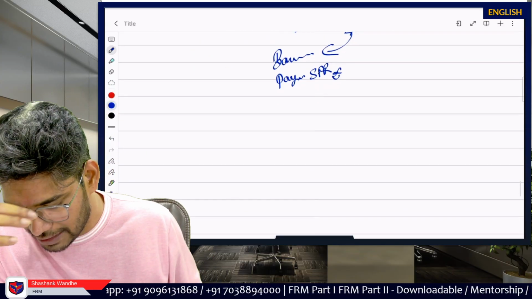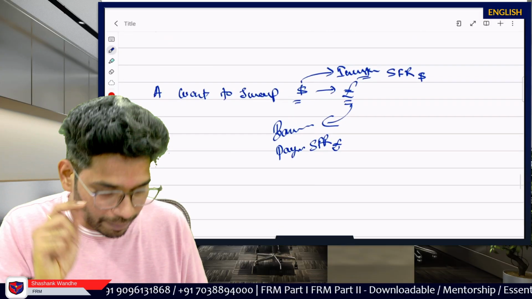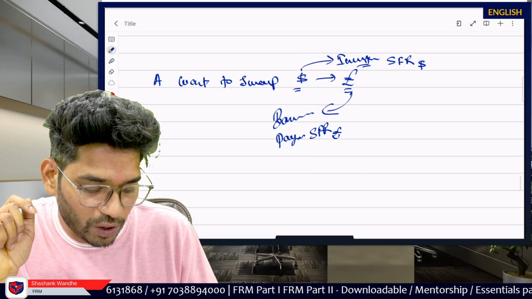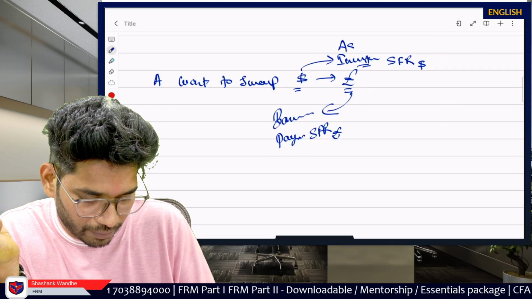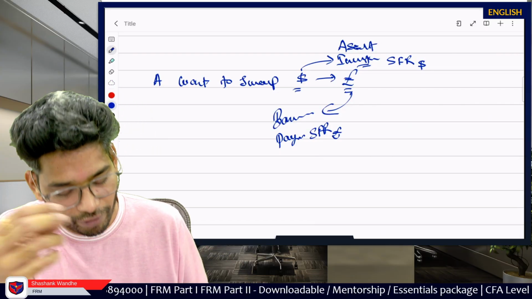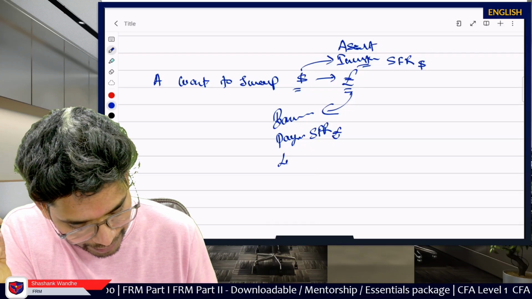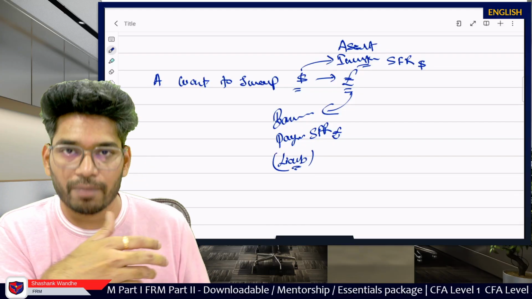So first, let's take one more thing. Remember, because this is what you are investing, the dollars is the investment. This is your asset side. You have to treat this as an asset, and this is your liability side because you are borrowing it.